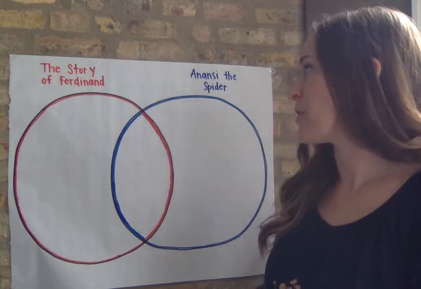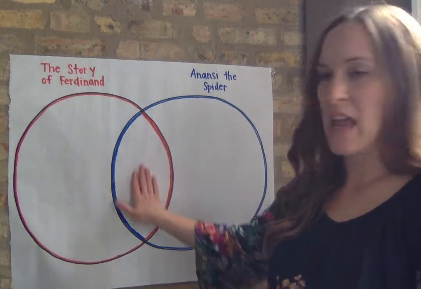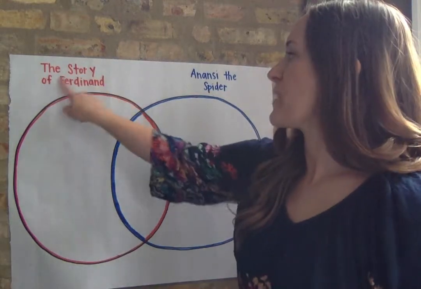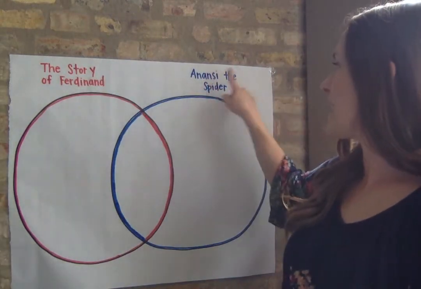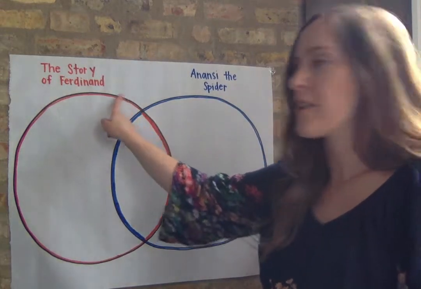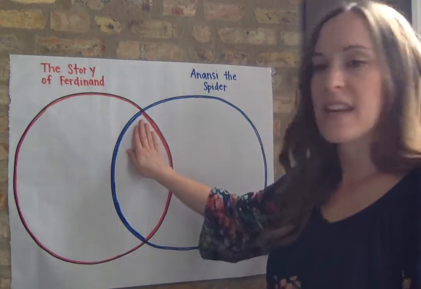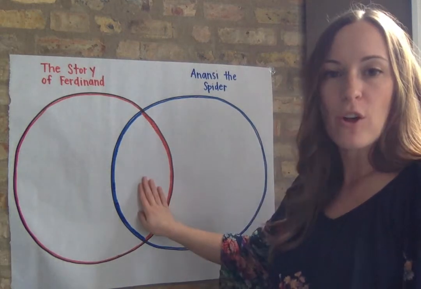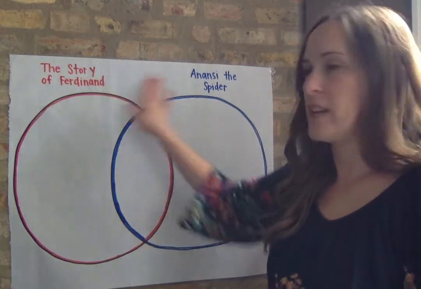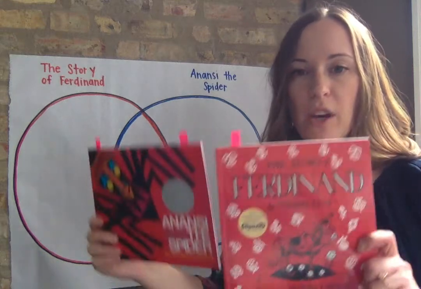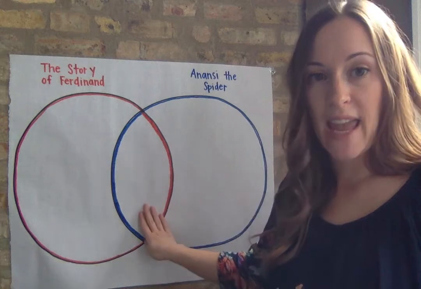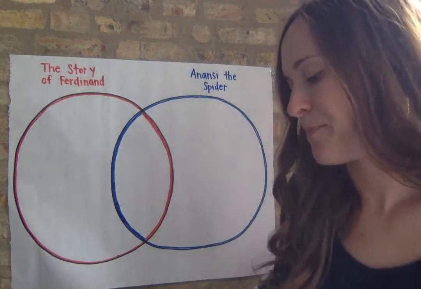A Venn diagram is a great way to show what is the same and what is different about two different things. So this says the story of Ferdinand, and this says Anansi the spider. Now, Anansi the spider has a blue circle. The story of Ferdinand has a red circle. The things that are the same go in the middle where the two circles overlap. You see some blue and some red for each story. So I'm gonna read you a little bit of Ferdinand and then a little bit of Anansi, and we're gonna write down what is the same about what happened in the books.